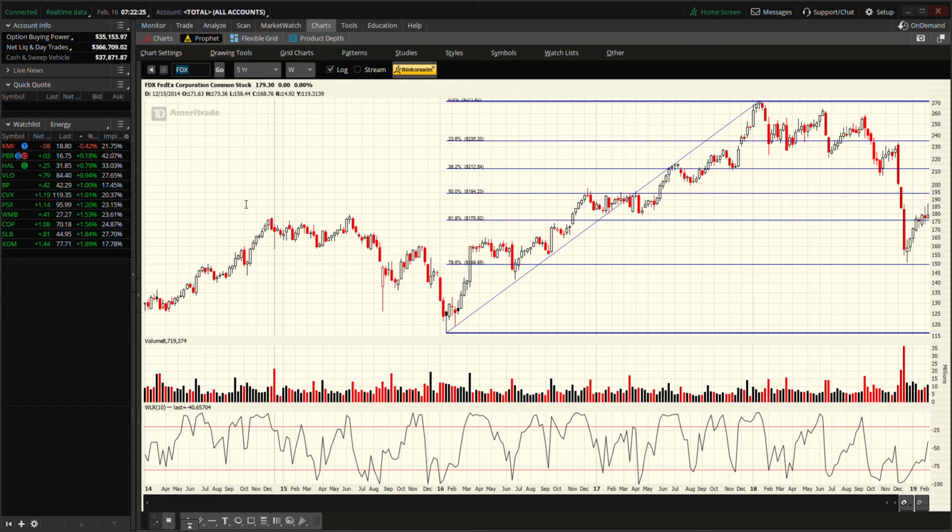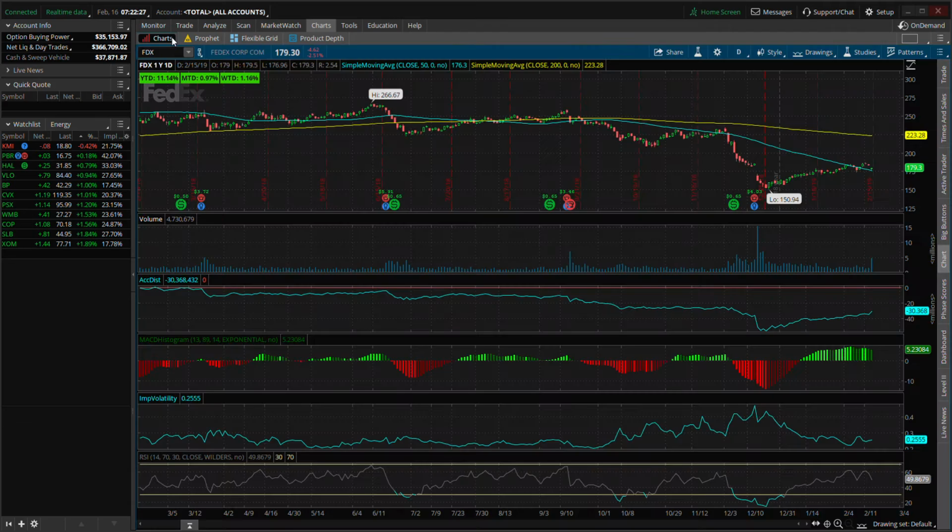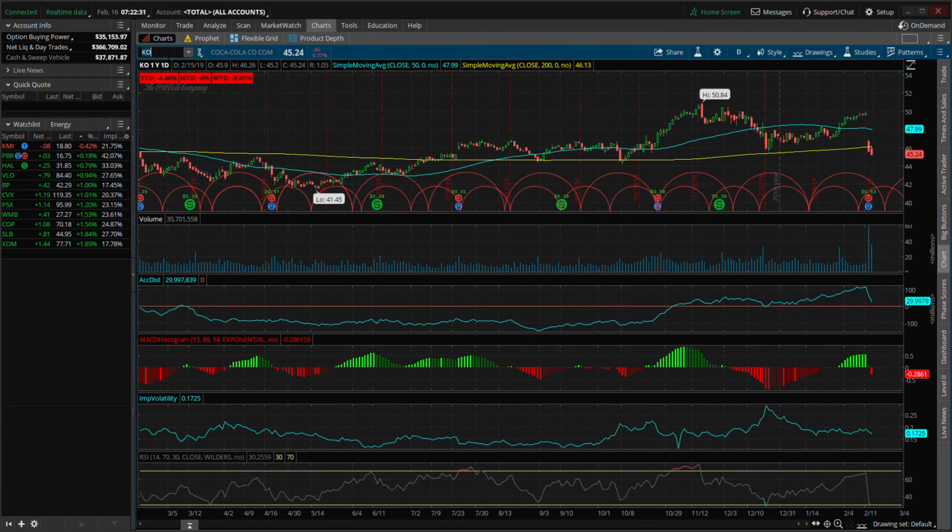Next, Coke. Who don't love Coke? Year to date, dismal performance, 4.5%, where the S&P 500 rallied close to 10%, 11%. So there is a deviation from S&P 500, almost like 15%.